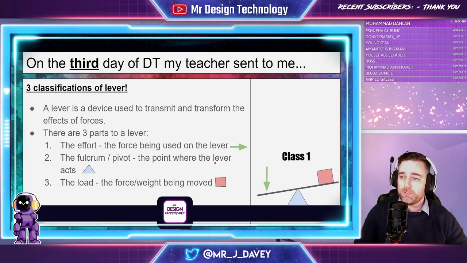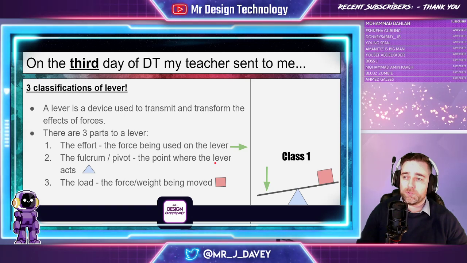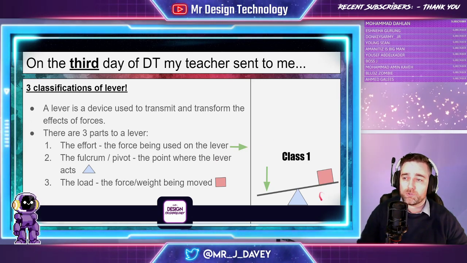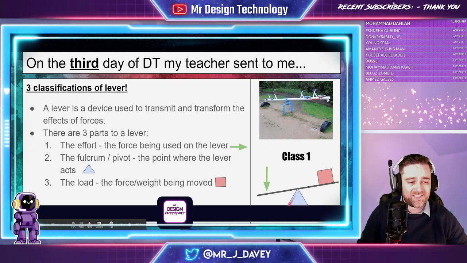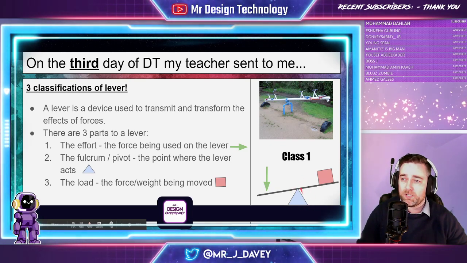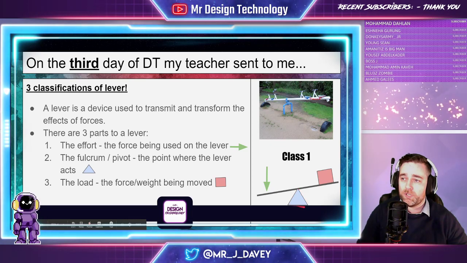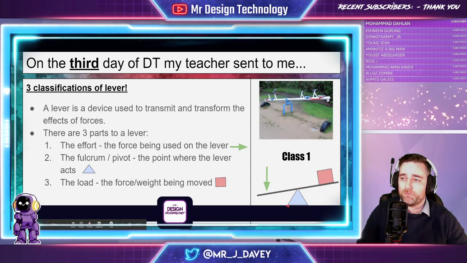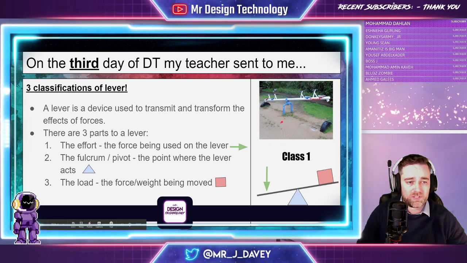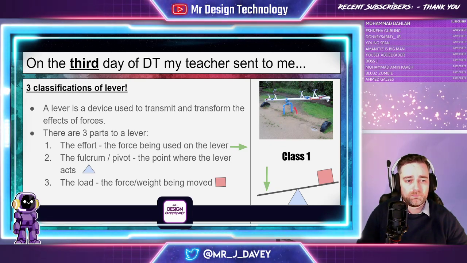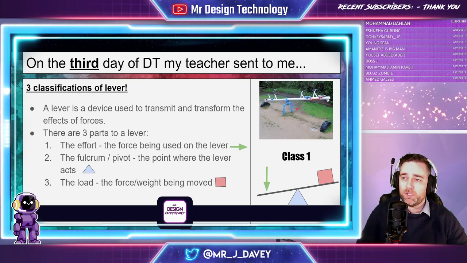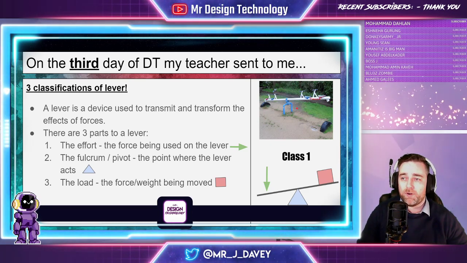We have class 1, which is probably the most straightforward of the classifications of lever. It's the seesaw style, so if we bring a seesaw in, there we go. We can see here we have our fulcrum in the centre. Now this is how I know it's the first class, because the fulcrum is right bang in the middle, and the pivot point is this centre area where the effort and the load are going to interact around the opposite sides.